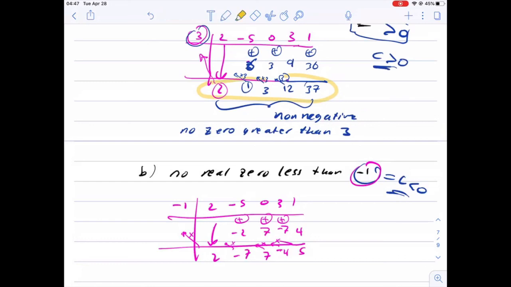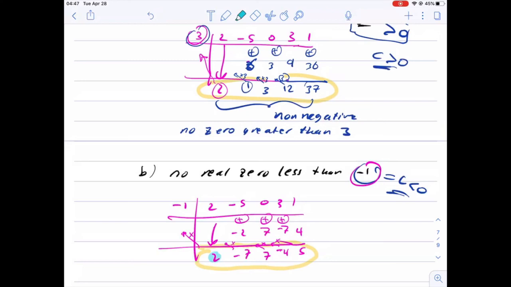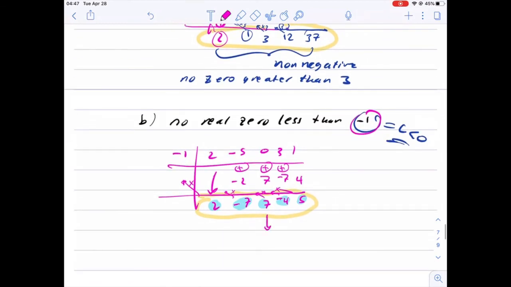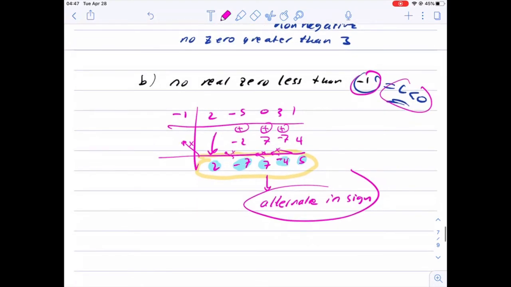Now if we look at the signs of the numbers in the last row, we have positive, negative, positive, negative, positive. So the signs alternate. That means the two conditions are satisfied, and so there is no zero less than -1.